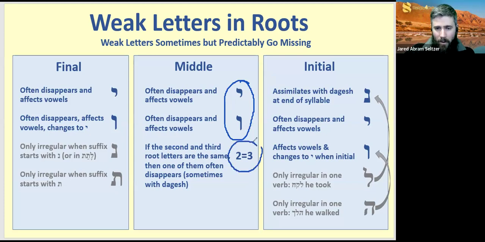Something a little different happens when the second and third root letter are the same. Since they sound the same, they will often become one letter with a strong dagesh in it. What if it's at the end of a word? Well, there you can't have a dagesh, so there's no dagesh. Even though the root is ayin mem mem. Where's the other mem? It went into here, but we lost the dagesh.